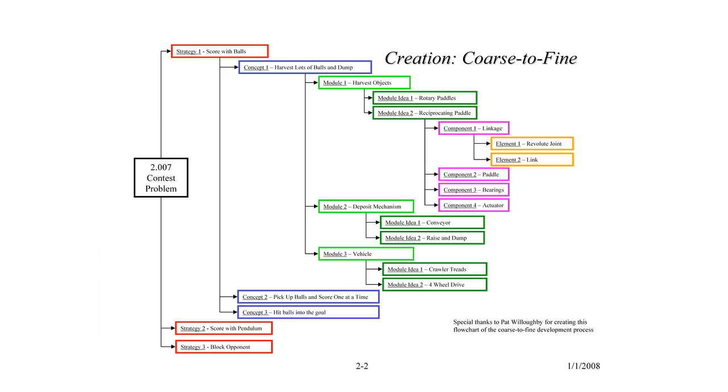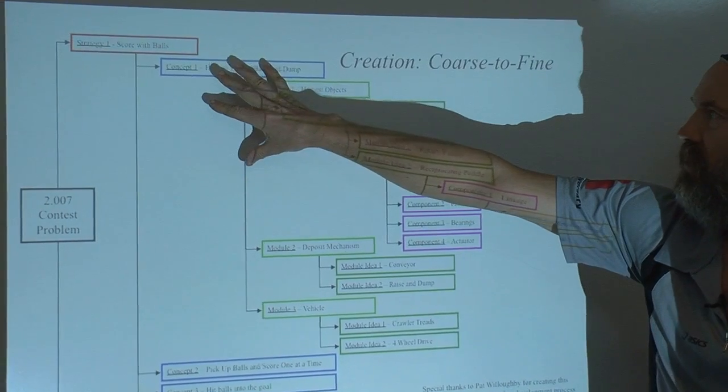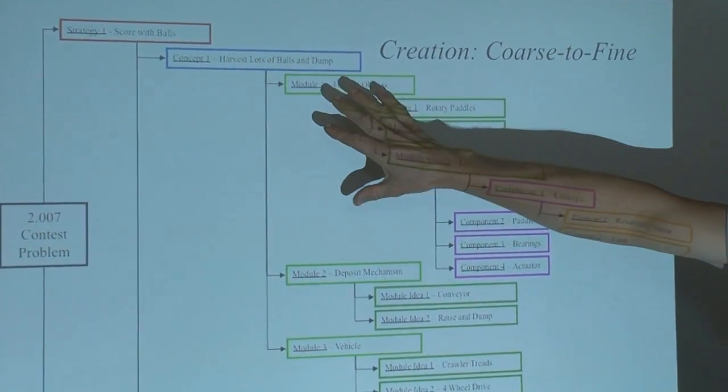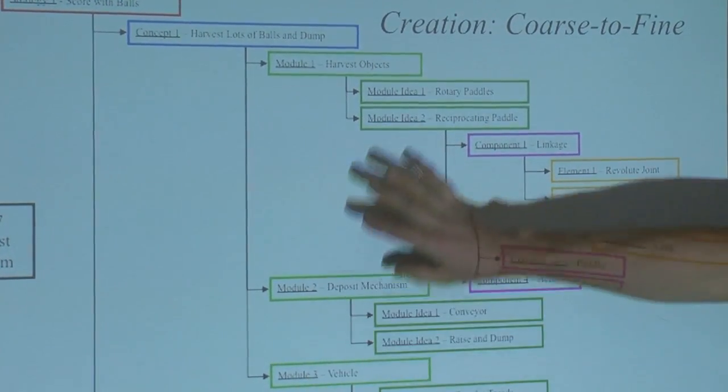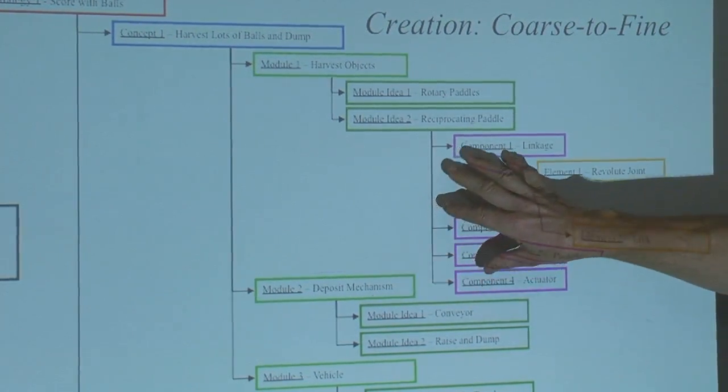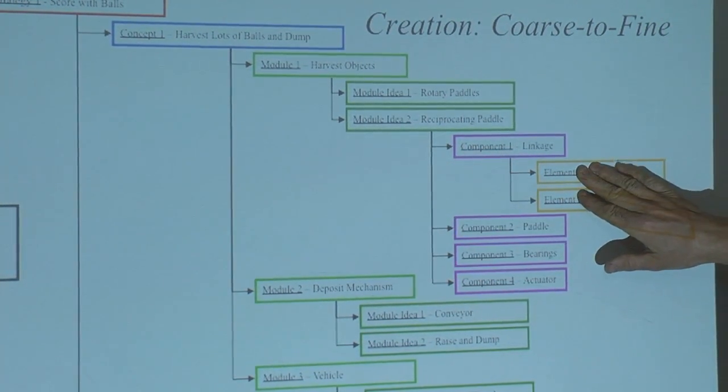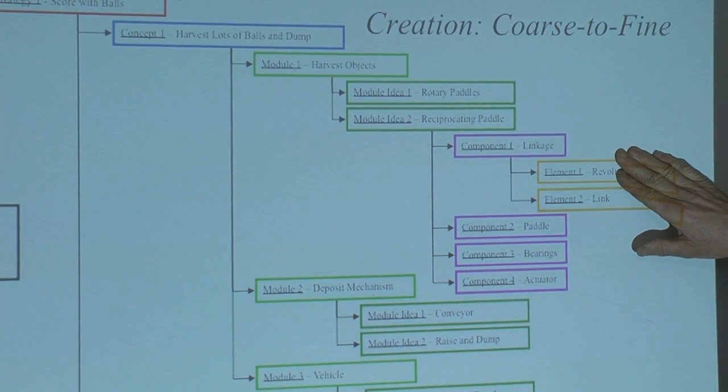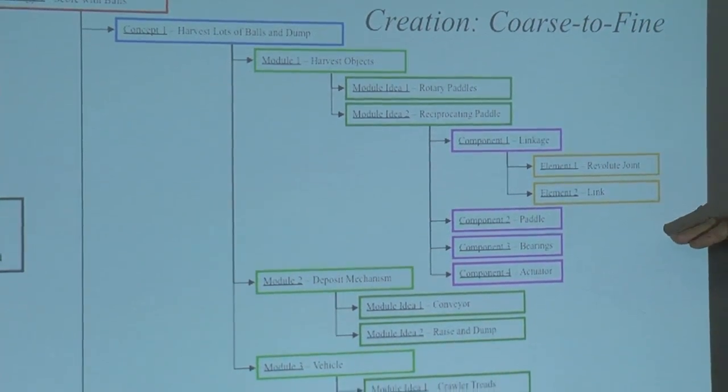And that flow of ideas, where you go from strategies, different concepts, pick a concept, different modules. The modules, each module then will have different components, and then finally the individual elements which you do the part drawings for, or the bill of materials to order things.